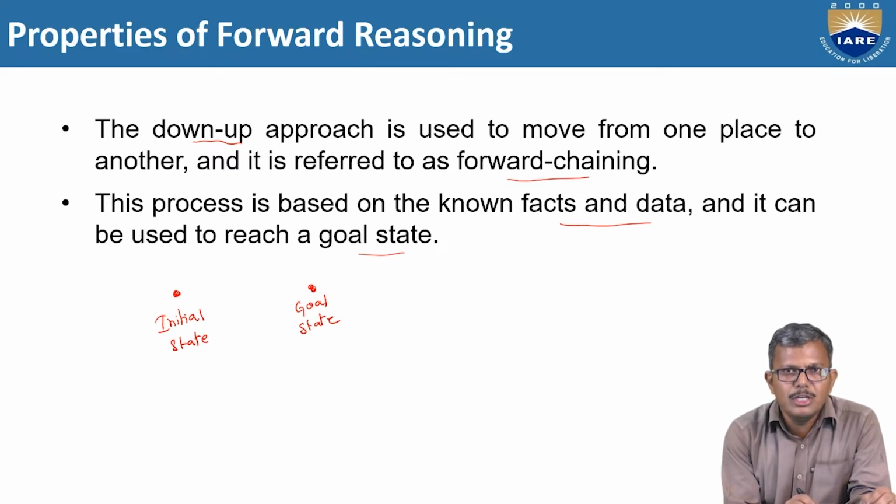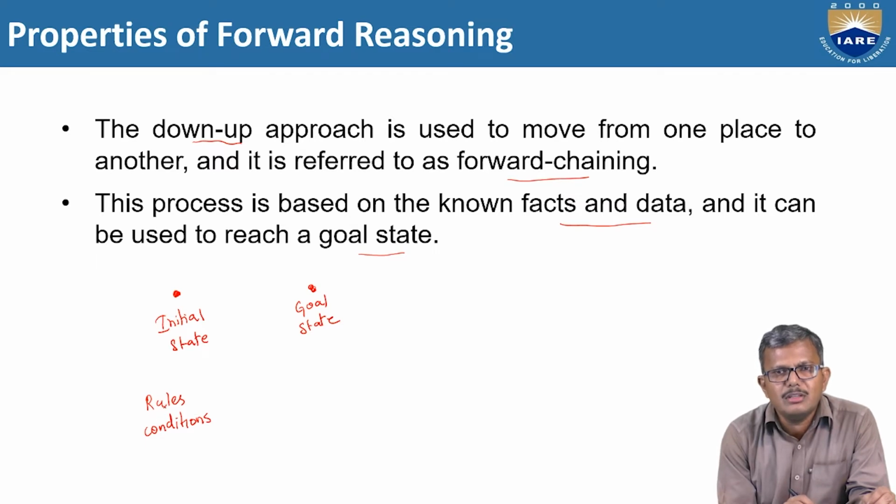So what you have to do is find a path, or otherwise we can say we have to continue moving towards the goal state. What makes us move towards the goal state? The rules, or otherwise we can say, conditions. Whenever you identify some specific rules or conditions, you need to apply them to your initial state. When you apply them, the application is going to generate a new configuration. The new configuration is nothing but your new state.